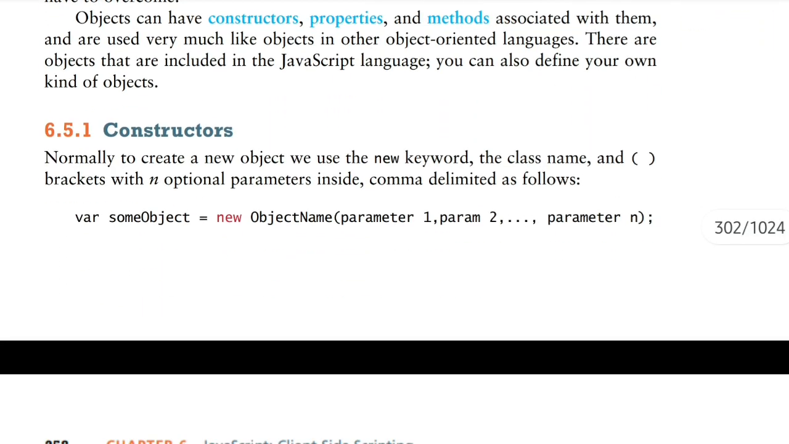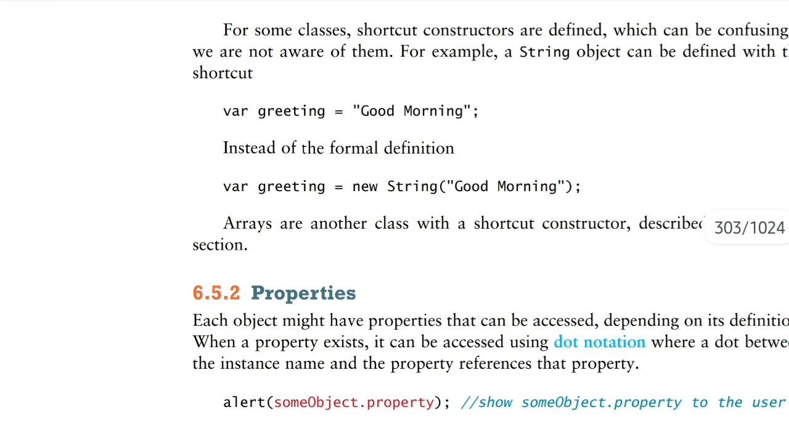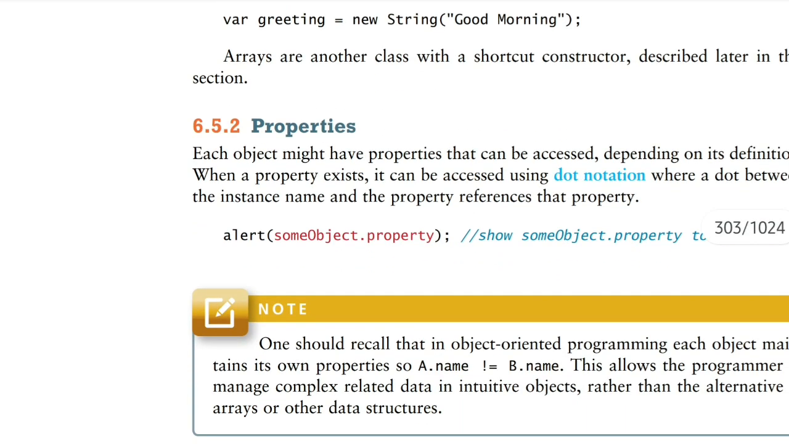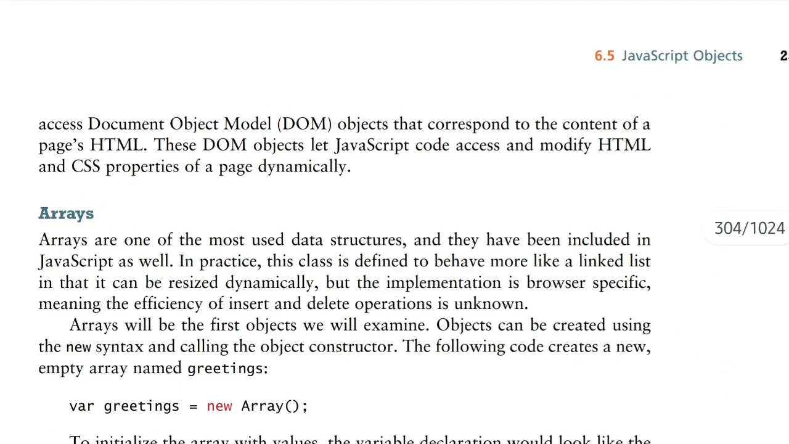JavaScript objects, constructors, properties and methods. So what are constructors, properties, and methods? You can write a string in this way, where greeting is equal to good morning, or you can create an object of it and store it. Both are the same thing, where greeting is equal to new String, a string object which has the value good morning. Properties are also the same, like what are the properties or methods inside the objects. We will be discussing this more in the upcoming topics.